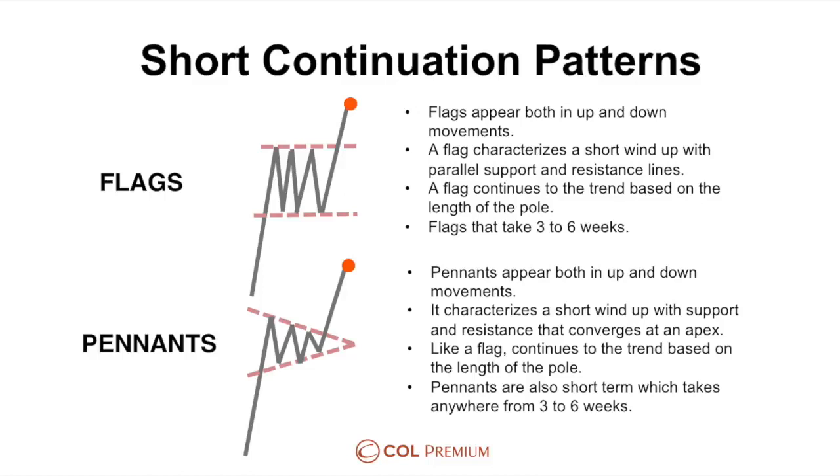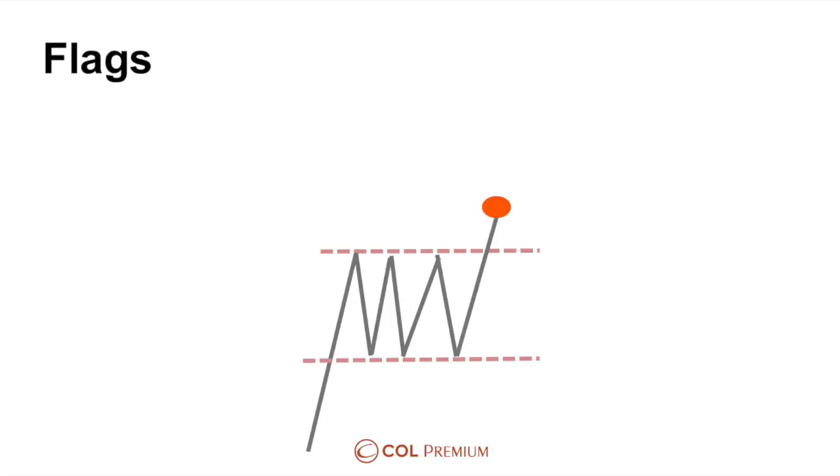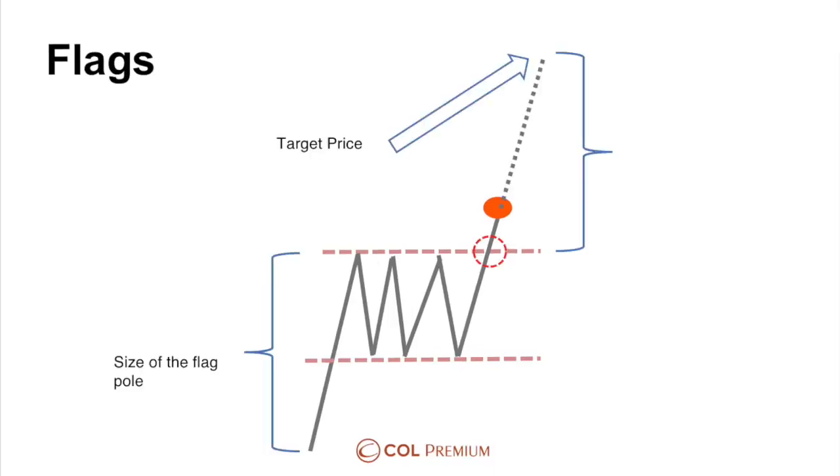And the reason why flags and pennants are particularly favorites of traders is because you don't use the size of the flag or the pennant, the size of the duration, to measure the minimum breakout target. You use the size of the flagpole, which means that you take the length from this low all the way to the high, and then you put that on top of the breakout point to determine the minimum breakout target of that particular flag or pennant.